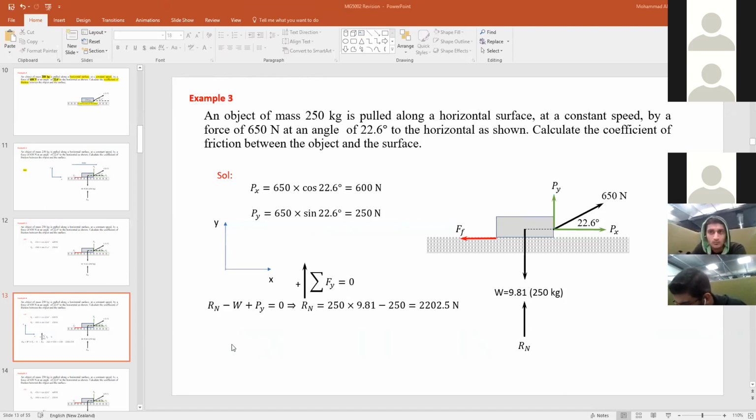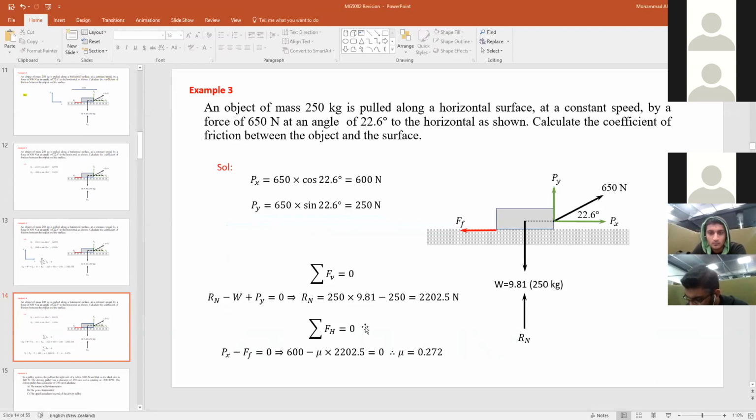All right, let's try to investigate the answer now for this part. Should not really take you a long time since you guys are doing revision for this paper. When I solved this question, I did it in terms of vertical and horizontal. Horizontal represents the x direction. So summation of forces in the horizontal: you have the component Px, which is 650 cosine 22.6, minus the friction force.